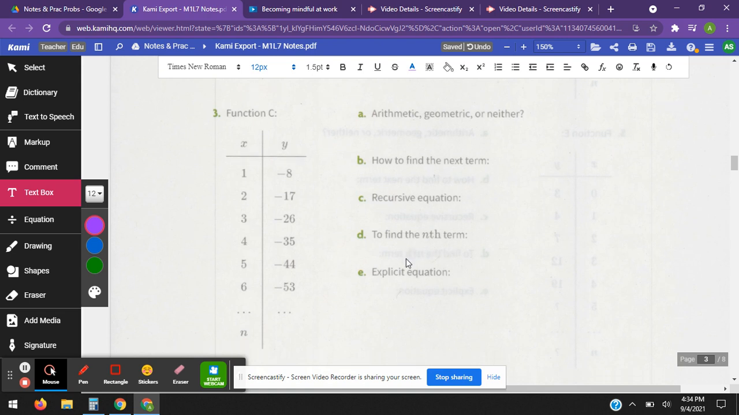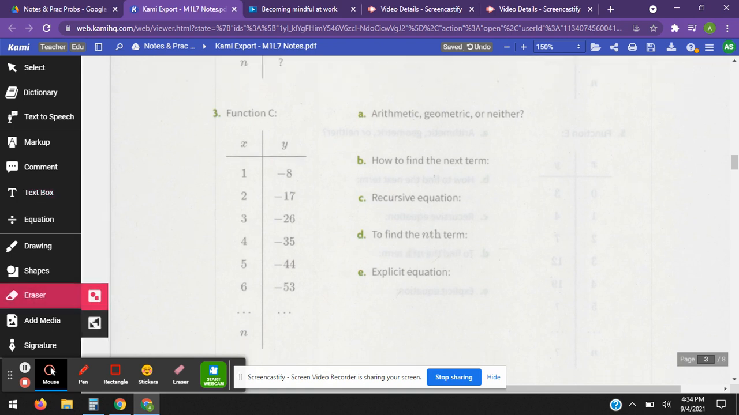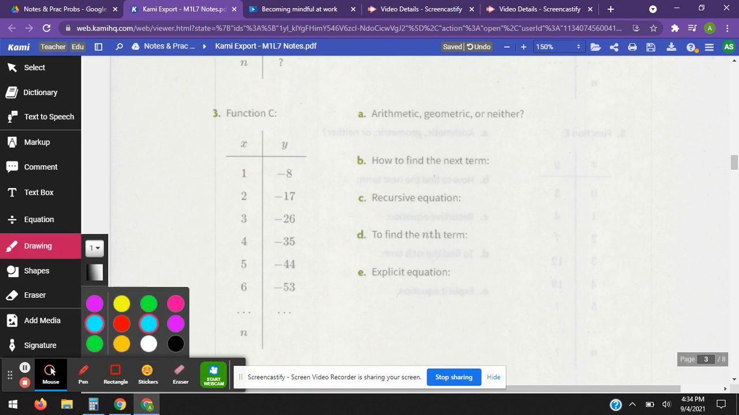Okay, well, let's try my two methods again. Let's do blue this time. All right, so 8 minus 9 gets me negative 17. Now times 2 point something. Let's hope our minus 9 works. Negative 17 minus 9, that would be negative 26. Okay, so we have an arithmetic.